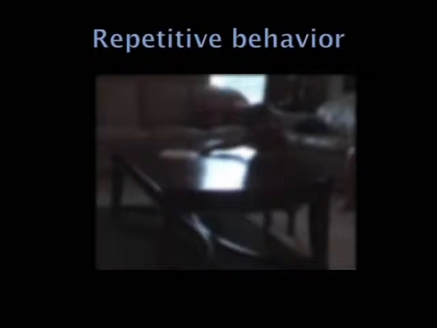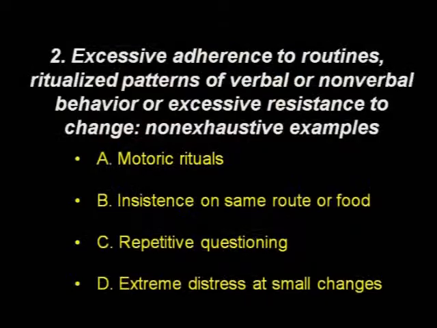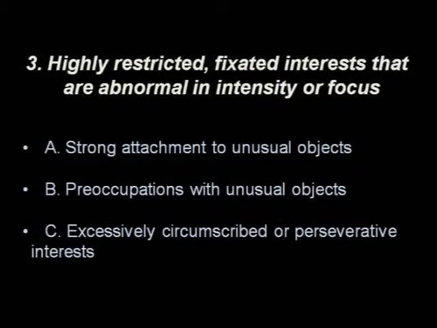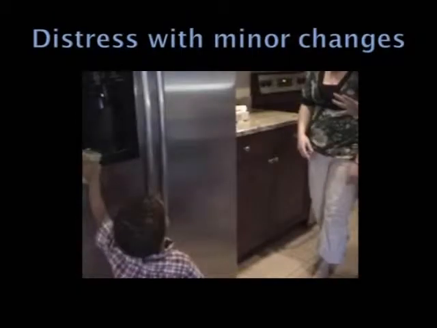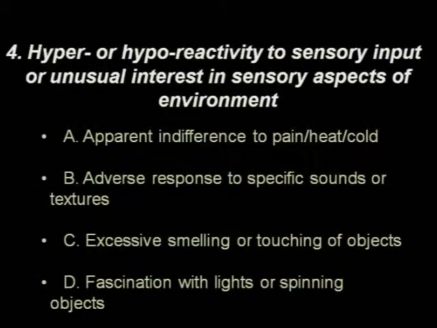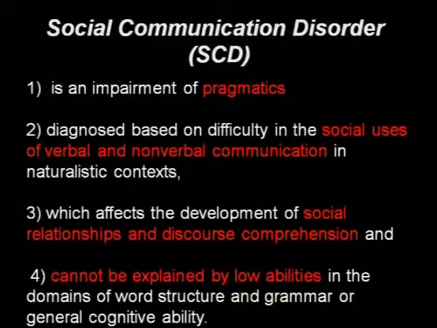So hopefully, trying to separate them out too much isn't a terribly useful enterprise at this point. Yet we want to try to give people enough examples so that they can easily make diagnoses. So this is adherence to routines and resistance to change. These are fixated interests, preoccupations, circumscribed interests, and then, I'm going to skip this, and then sensory reactions, both over and under.